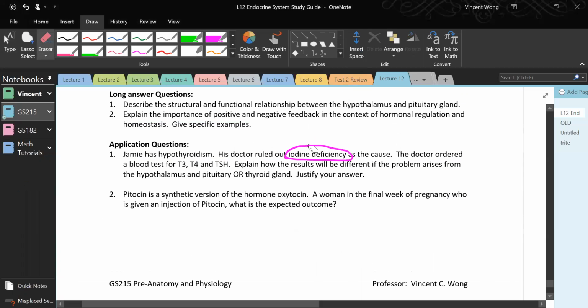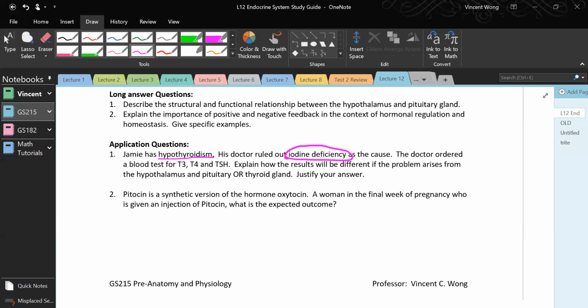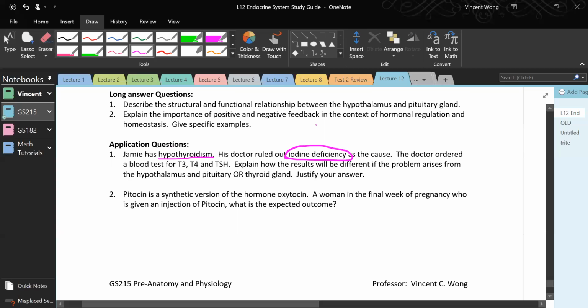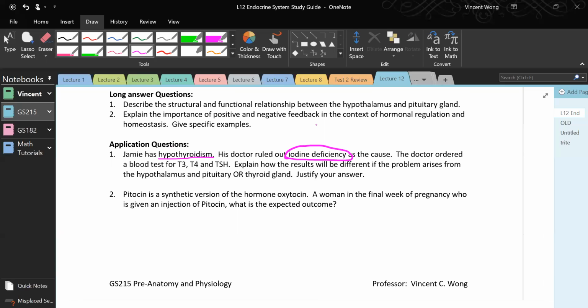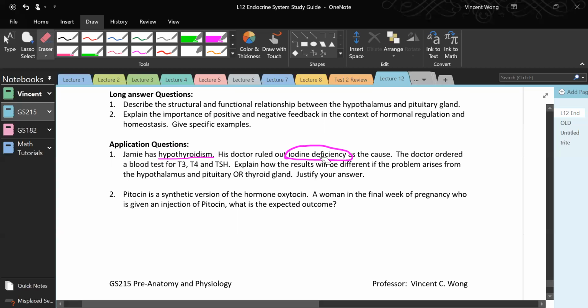Okay? So iodine deficiency is one of the causes for hypothyroidism, right? T3, T4 is the only thing in the body that requires iodine to make. So if you don't have enough iodine, you cannot make T3, T4, which causes hypothyroidism. Okay, your metabolism is going to be low all the time. So the doctor said that's not the cause.